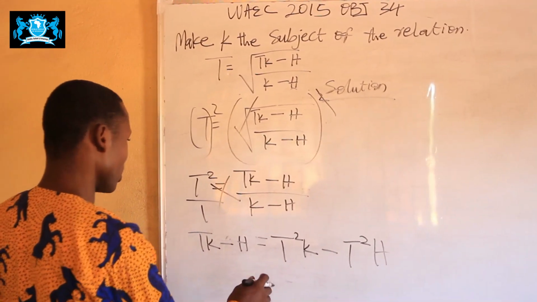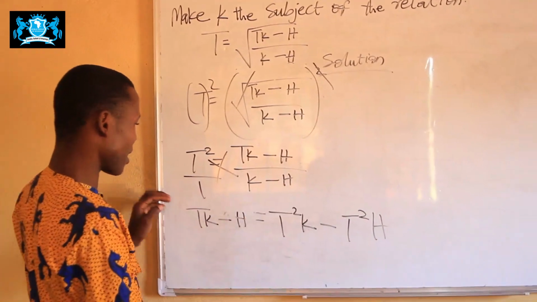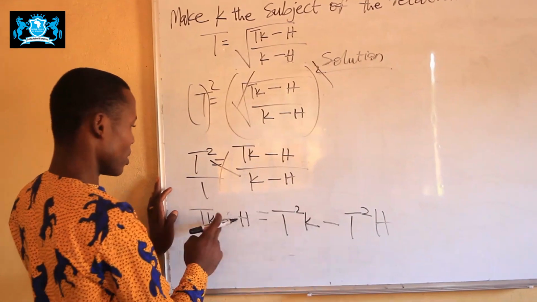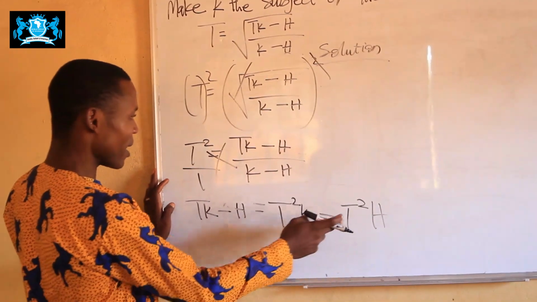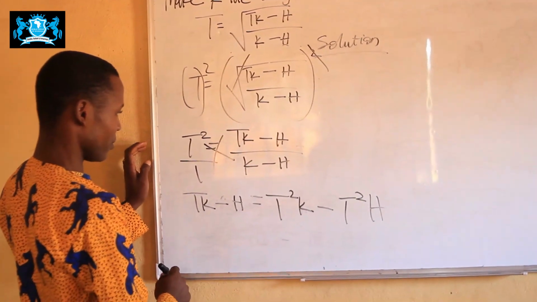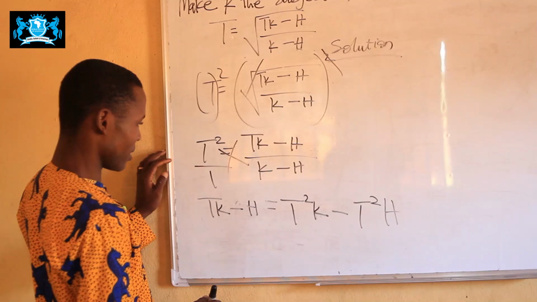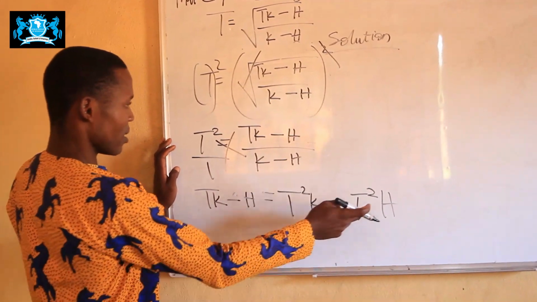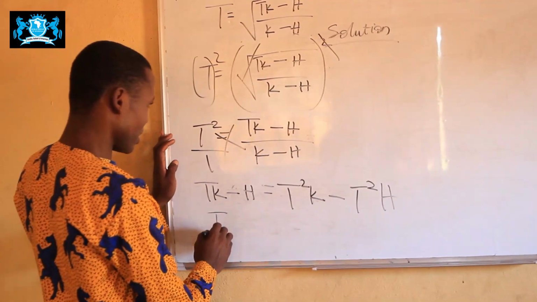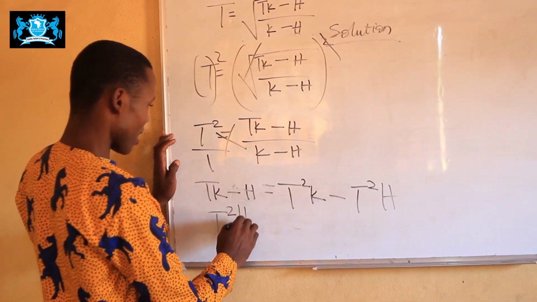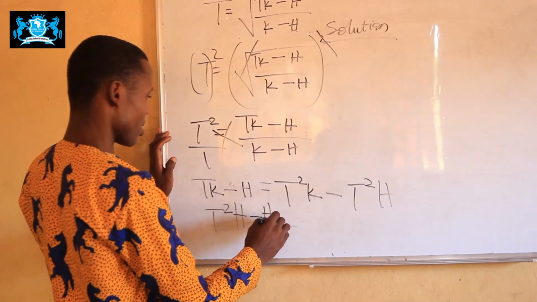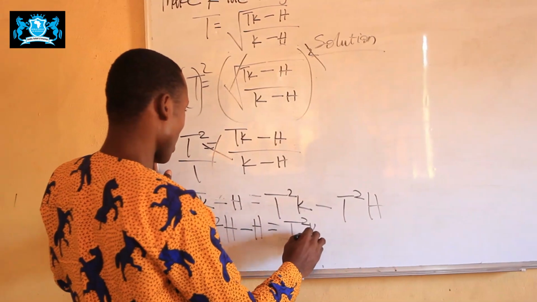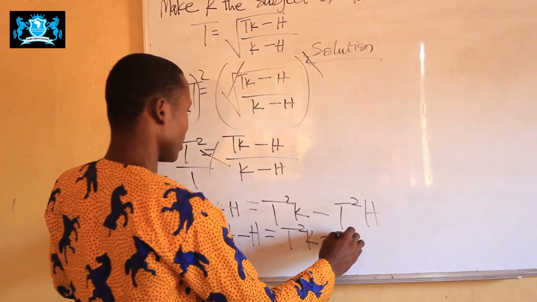So what we'll simply do is to collect our like terms. This one will come over here. Why this one? Tk will go and meet Tk, while T squared H will go and meet H. So what we'll have is this: this will come over. It will now be T squared H minus H equals T squared K minus Tk.